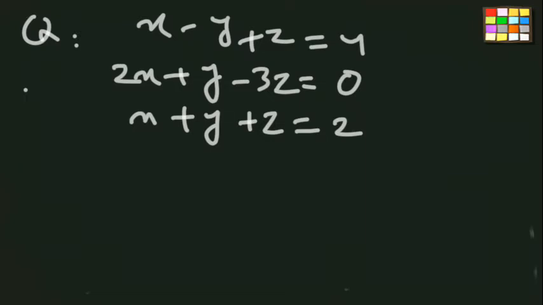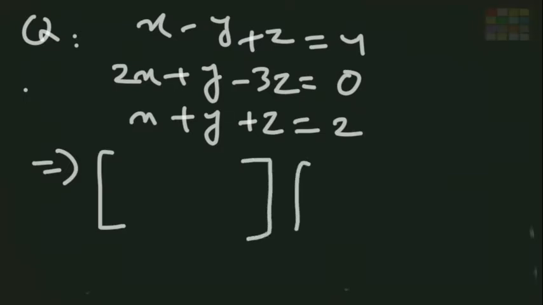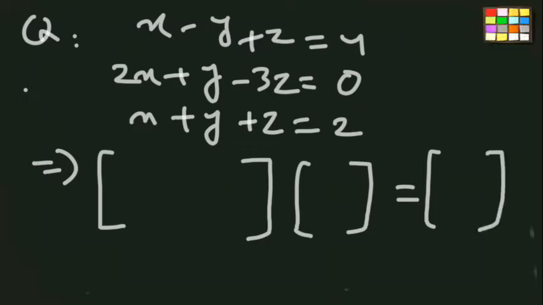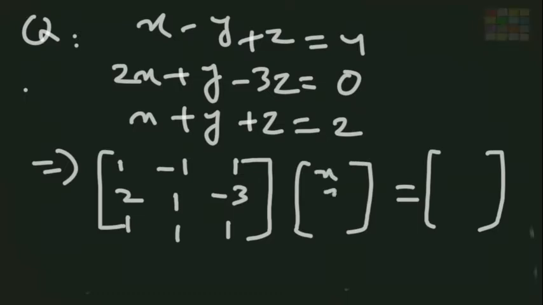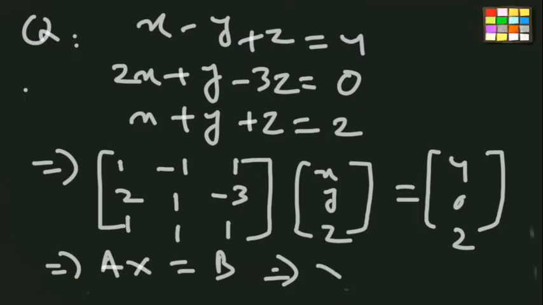Now, as I have told, first you write the matrix form of this. There are 3 matrices, so make provisions for all of them. You write the coefficients in the first matrix: this is 1, minus 1 and 1; this is 2, 1 and minus 3; this is 1, 1 and 1. Then in this one x, y, z, and this is 4, 0, 2, right? So I write this as AX equals B, the same process, and X is nothing but A inverse B.